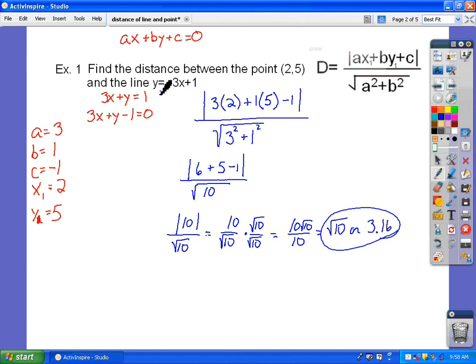We need to identify the values of a, b, and c, because I'm going to take the equation of the line and put it in standard form like this right here. And then I identify the values of x1 and y1, stick them in the formula, do some simple arithmetic, and then we're ready to rock.